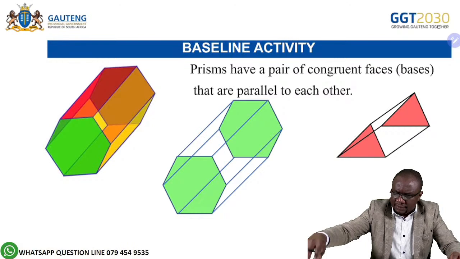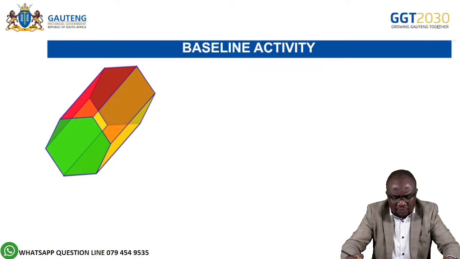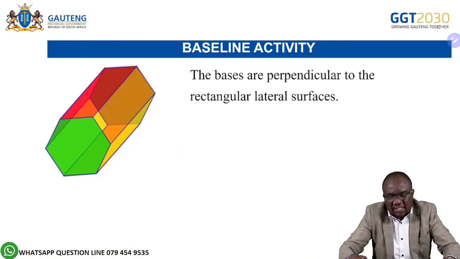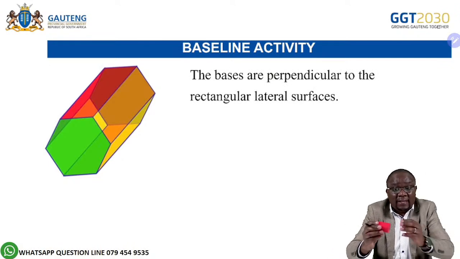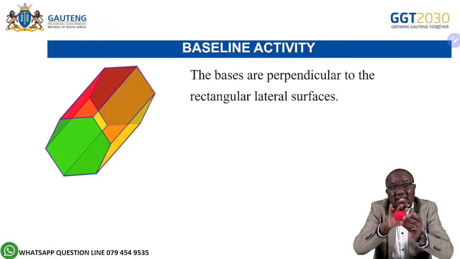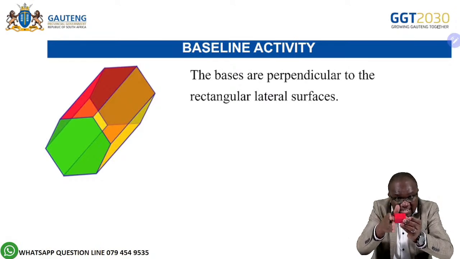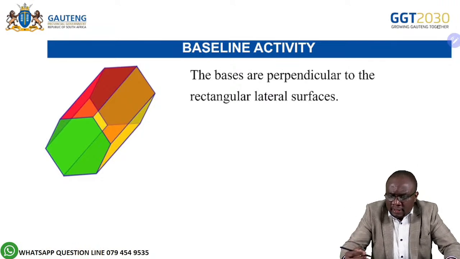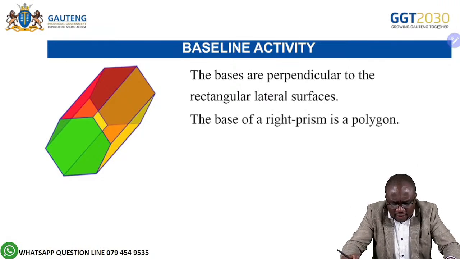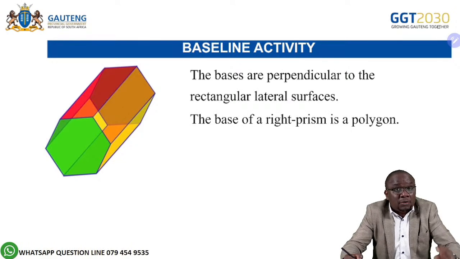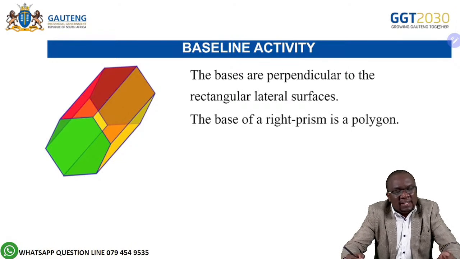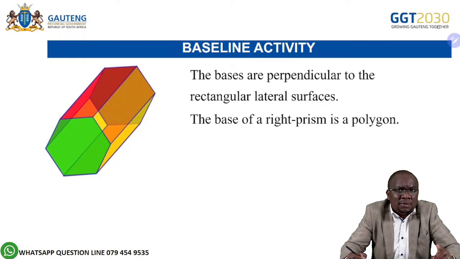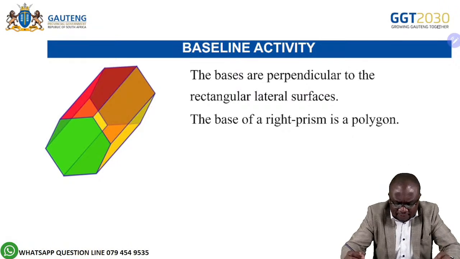Right. And then the other thing, what did we say? We said that the bases are perpendicular to the rectangular lateral faces. Perpendicular to, they form a 90-degree angle. See, this is the lateral face, then they form a 90-degree angle like that. So they are perpendicular to the lateral faces, right? And then the base of a right prism is a polygon. We talked about that. We even said why a cylinder is not a prism because of that.